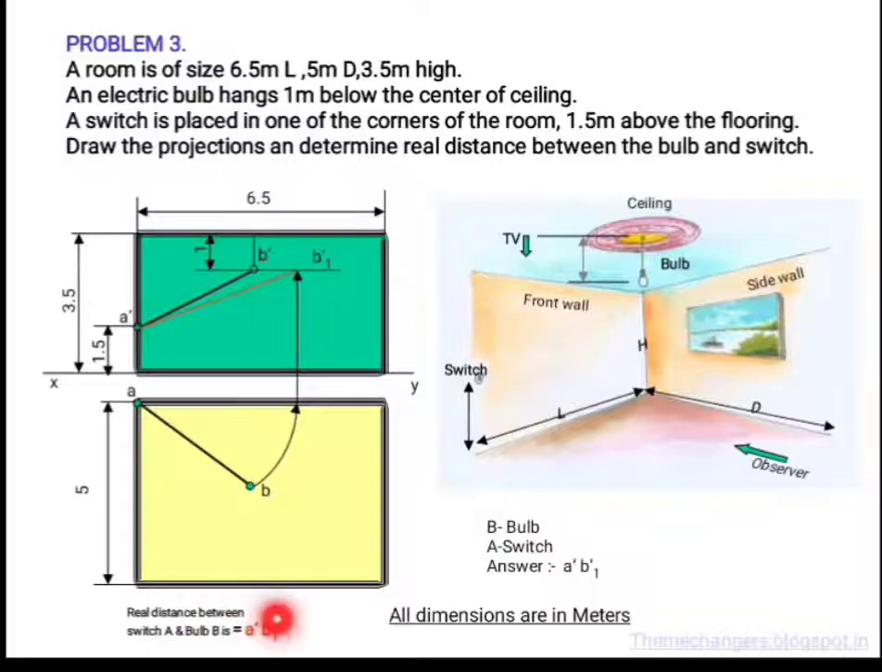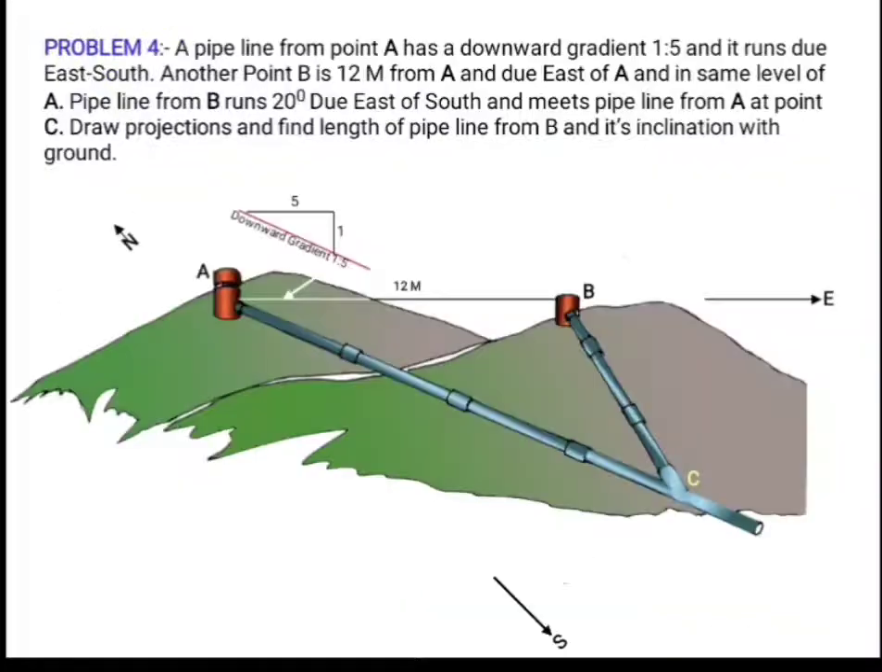So A dash B1 dash can be measured for the real distance between switch A and bulb B. Okay, now we can move on to the next problem, problem number 4.